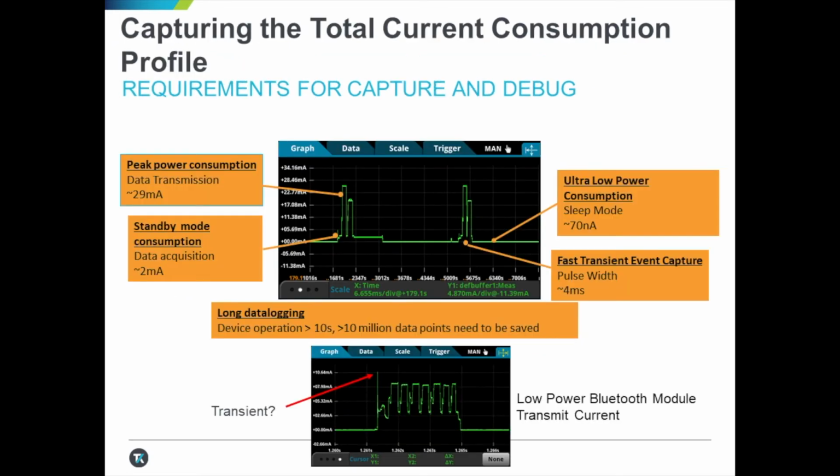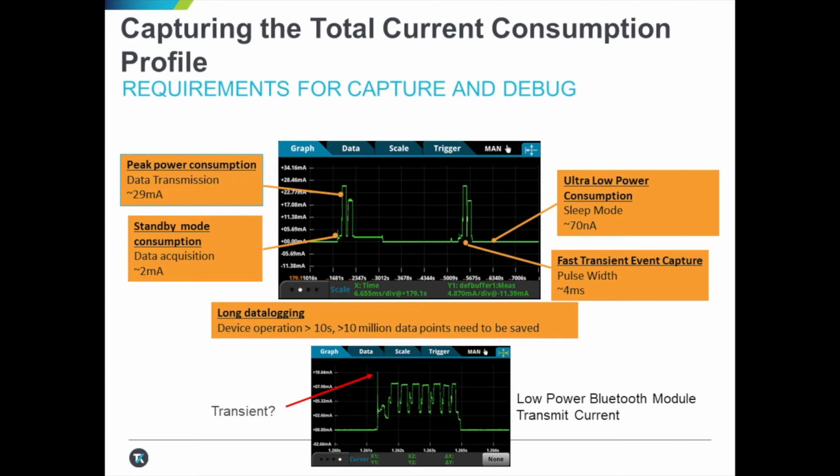In practice, it's much more difficult to get the results highlighted in the previous slide. In the screenshots above, you'll see 2 measurements. The one at the top is an IoT device being measured, and the one below is current draw from a BLE device in transmit mode. There are several challenges associated with power consumption measurement, as you can see. You will see that the power consumption ranges as low as 70 nanoamps to about 29 microamps during transmit mode.